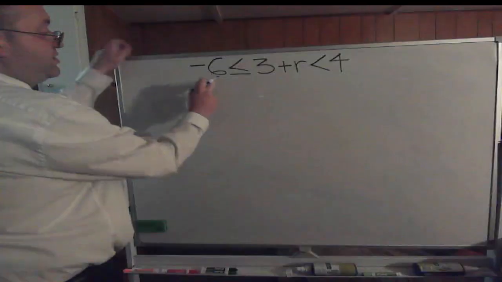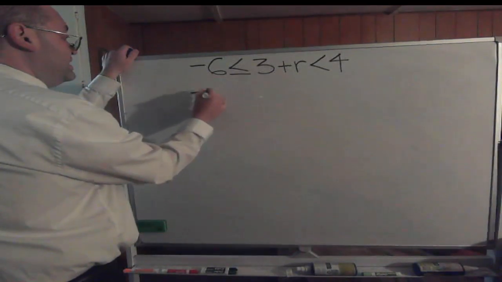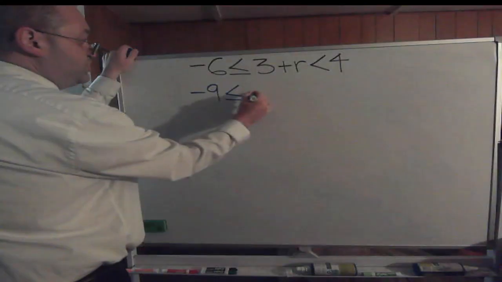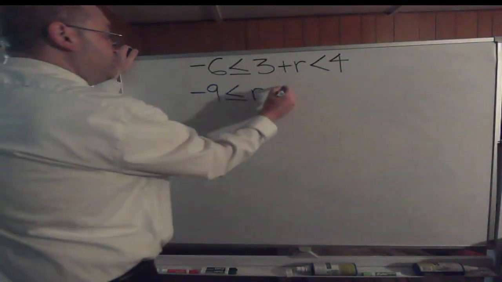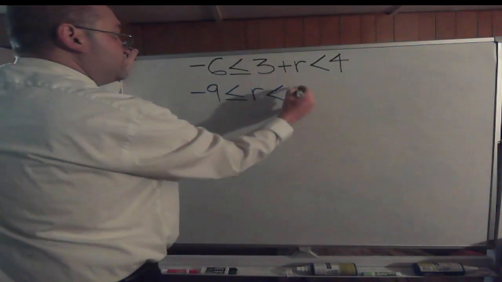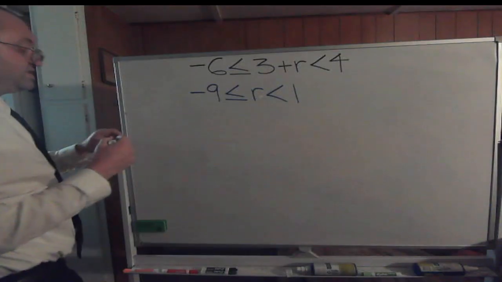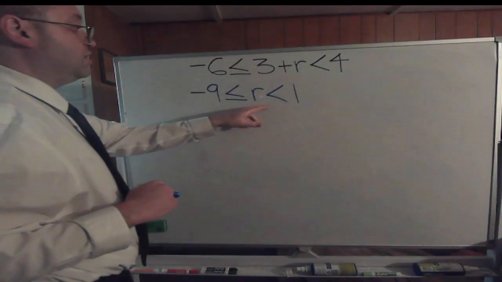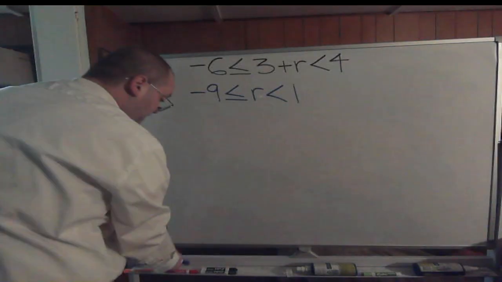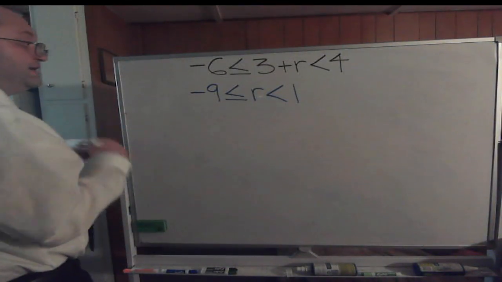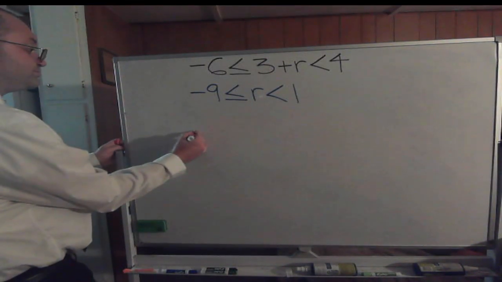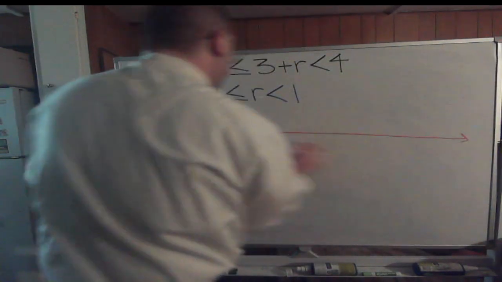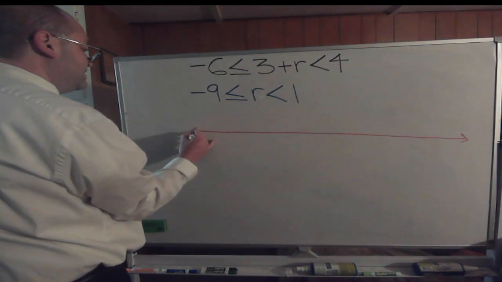If I subtract 3 from -6, I'll end up getting -9. That'll be less than or equal to just r, which will be less than 4 minus 3, that's 1. So the solution itself is -9 is less than or equal to r, which is less than 1. Now for the last step, I need to graph this. I'm going to draw a nice long number line because we have a lot of numbers.